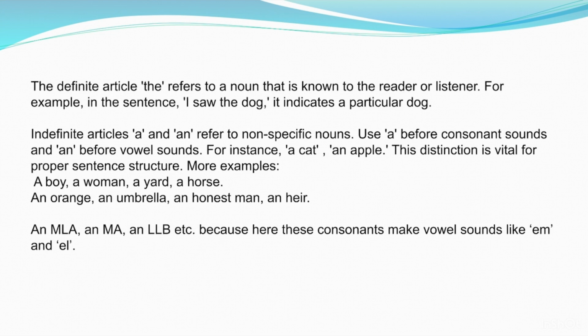Let us look at a few more examples. A boy, a woman, a yard, a horse, an orange, an umbrella, an honest man, an ear. Here, the pronunciation of the letter H is silent in these two words, honest and ear. So, these will be preceded by the indefinite article an.